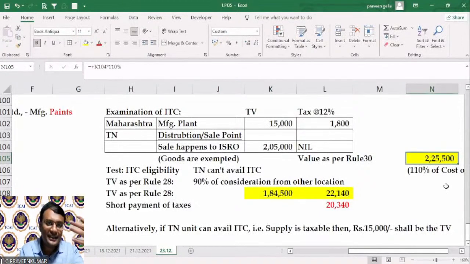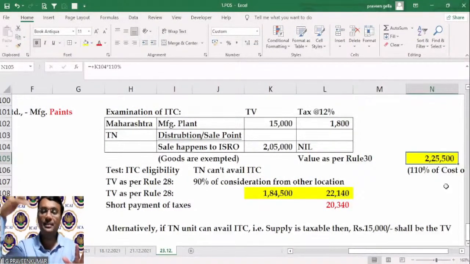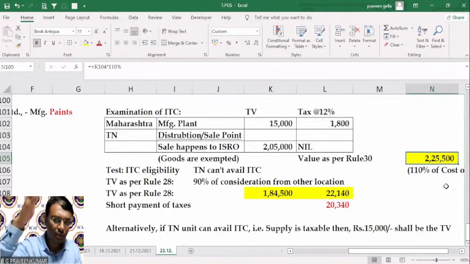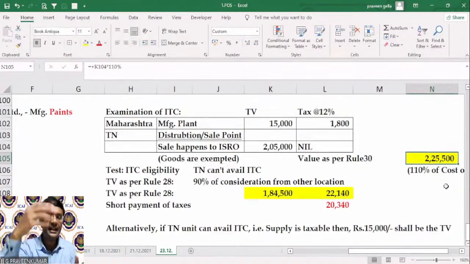So as a professional, we take a call, we take a look. Is it easy to adopt Rule 30? Is it easy to convince the officer for Rule 30? Or is it easy for me to convince for the 1,84,000? Whichever is easier, I go for that for the purpose of payment of taxes. What if the recipient is in a position to claim ITC? There is no question, there is no test of this value. Whatever value I mention will be deemed to be the transaction value. This is what we need to understand from Rule 28.